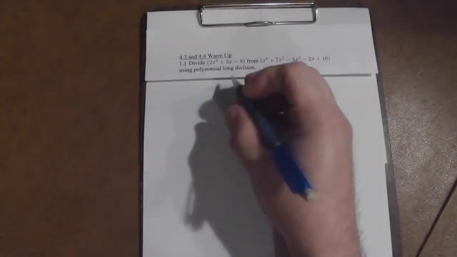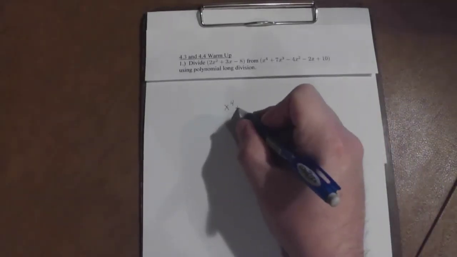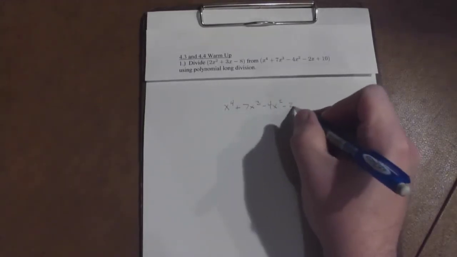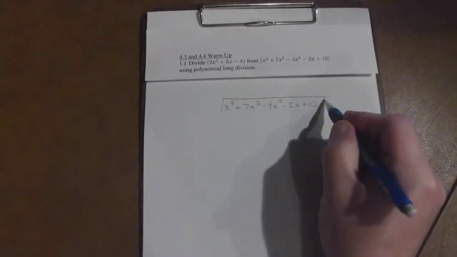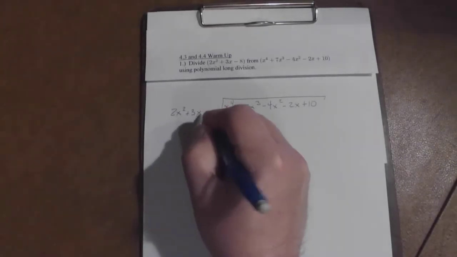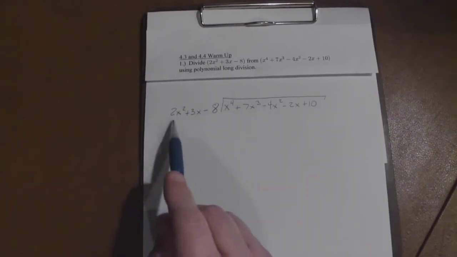It is asking us to divide this quadratic statement from this polynomial statement, which does mean that we are going to perform a long division where we are going to divide x to the fourth plus 7x cubed minus 4x squared minus 2x plus 10 by the quantity 2x squared plus 3x minus 8. Right?